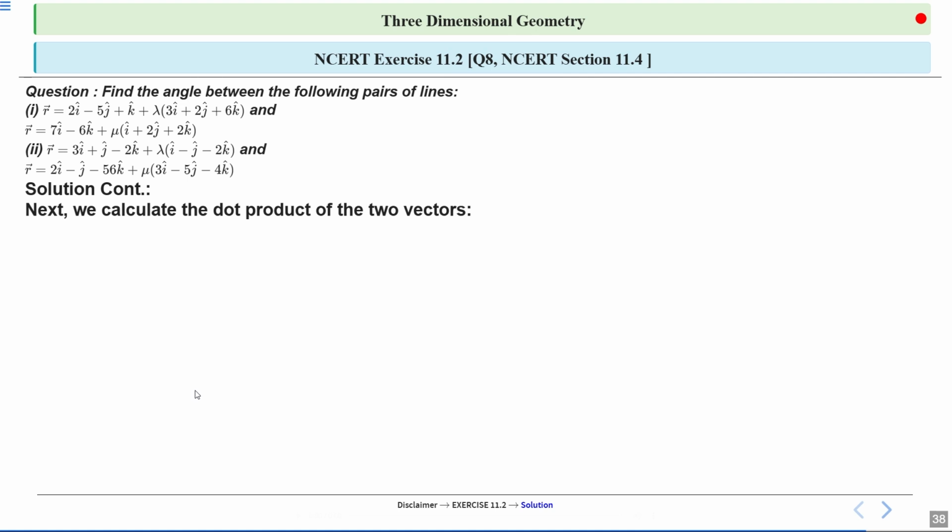Next, we calculate the dot product of the two vectors. b1 vector dot product b2 vector equals i cap minus j cap minus 2k cap dot product 3i cap minus 5j cap minus 4k cap, which is equal to 1 into 3 plus minus 1 times minus 5 plus minus 2 times minus 4, which is equal to 3 plus 5 plus 8, and this is equal to 16.